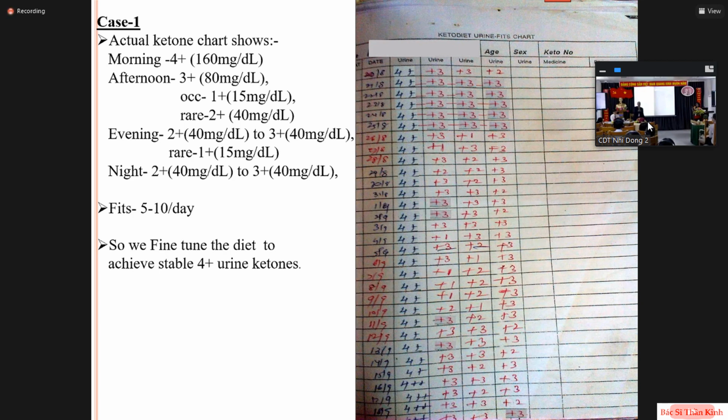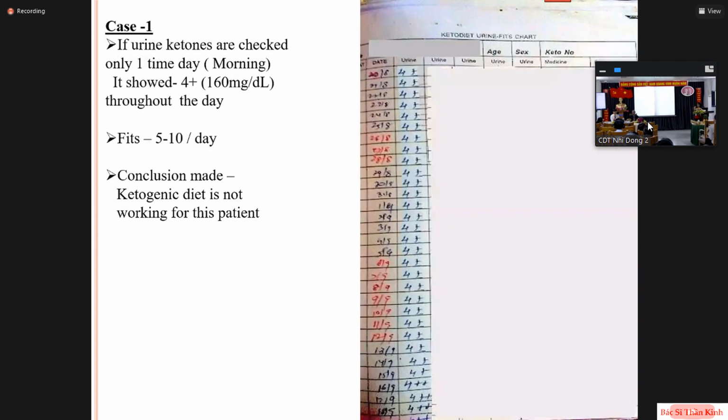I meant hypothetically, if it is checked only once in a day. We don't check it once in a day, so I said hypothetical for that. This is the actual patient chart, but I hid the afternoon, evening, and night values. So that's why I said hypothetically, if it is checked only once.